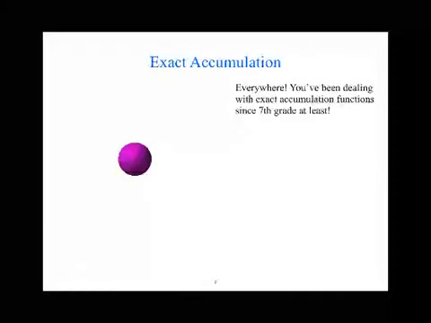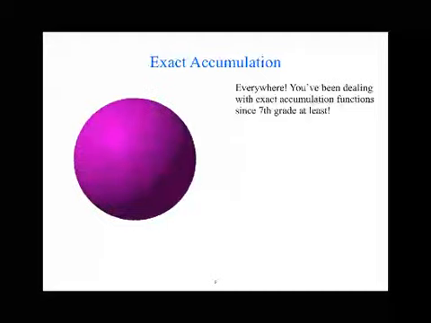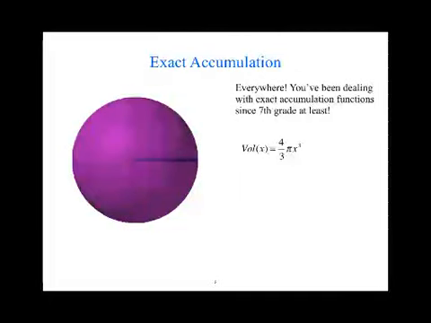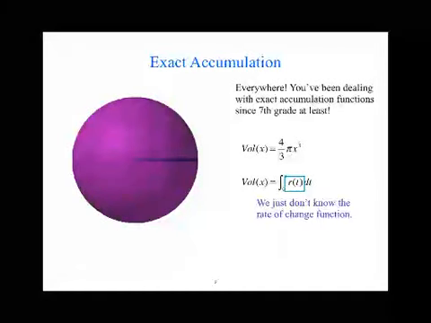All right, so same thing with the volume of a sphere, okay? Volume of a sphere is 4/3 pi x cubed, but it could also be written as an accumulation from 0 to x of whatever its rate function is. All right, so any function that gives an exact amount of one quantity as a function of another is an exact accumulation, and therefore can be represented as the integral of its exact rate of change function. We just don't know what the rate is, right?